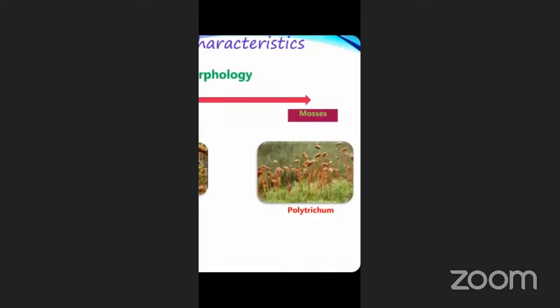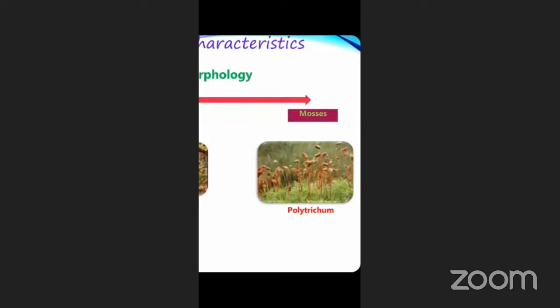The next one is distribution: where do the bryophytes grow? Sir, excuse me, who gave these three classes? I mean, who gave this classification? Campbell. Campbell already told us. So Campbell divided the bryophytes into three classes.